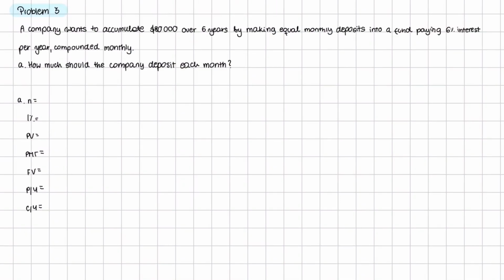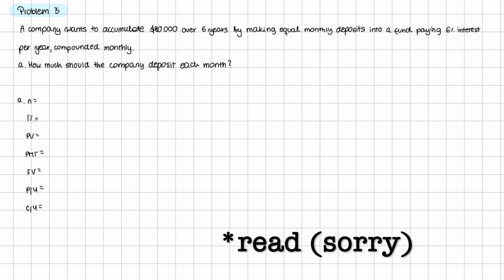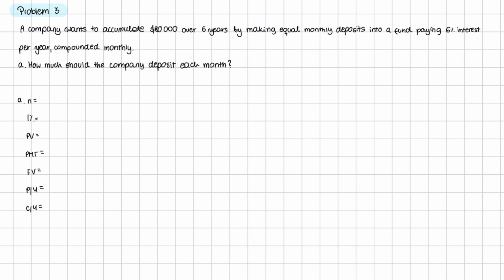like this. So now we will deal with problem number 3, and you can write the question by your own, and I will underline the most important information, so the amount of money, time, deposits, monthly deposits, interest rate, compounding periods, and what we need to calculate is deposit each month. So monthly deposits.